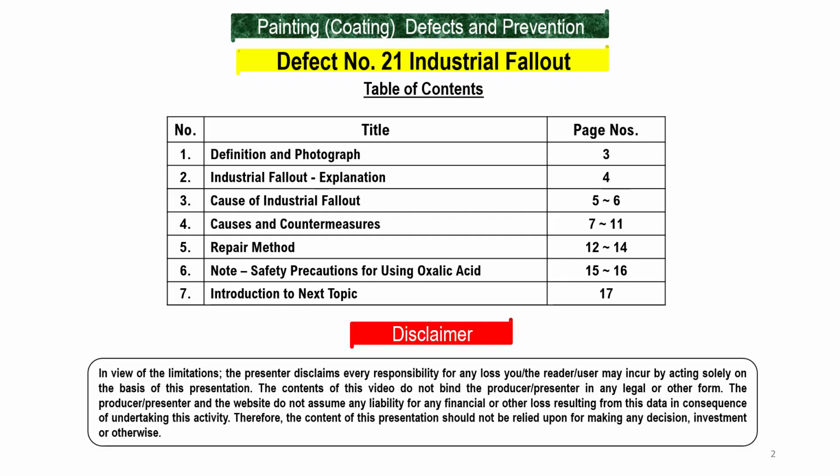The discussion would include the topics of definition and photograph, the explanation of industrial fallout, cause of industrial fallout in general, causes and countermeasure, repair method, safety precautions for using oxalic acid with reference to repair method, and finally introduction to the next topic.